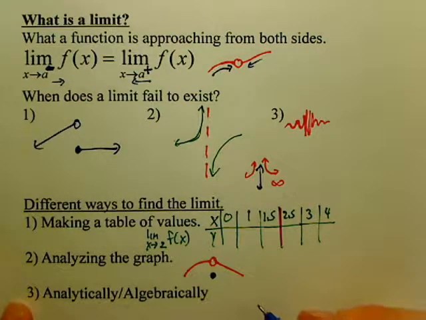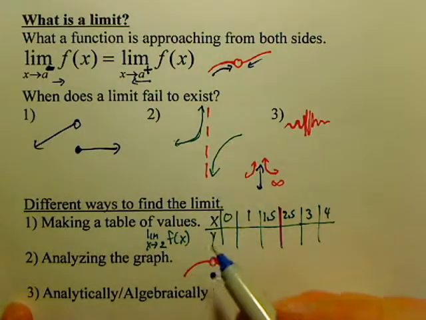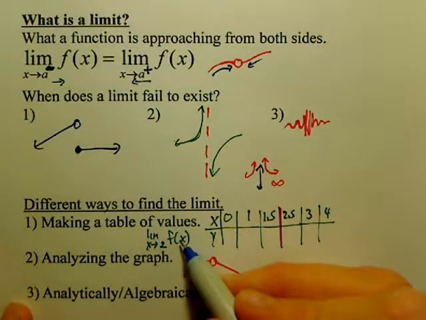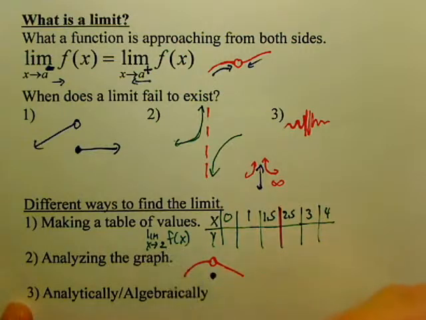If that doesn't work, then you're going to have to do some factoring, canceling, to try to rewrite the function and then try to plug in the value 2. So basically, when you're trying to find a limit algebraically or analytically, you plug in the value. If that doesn't work, you do something to the function and then try to plug in the value. This again is the most common, and the best.